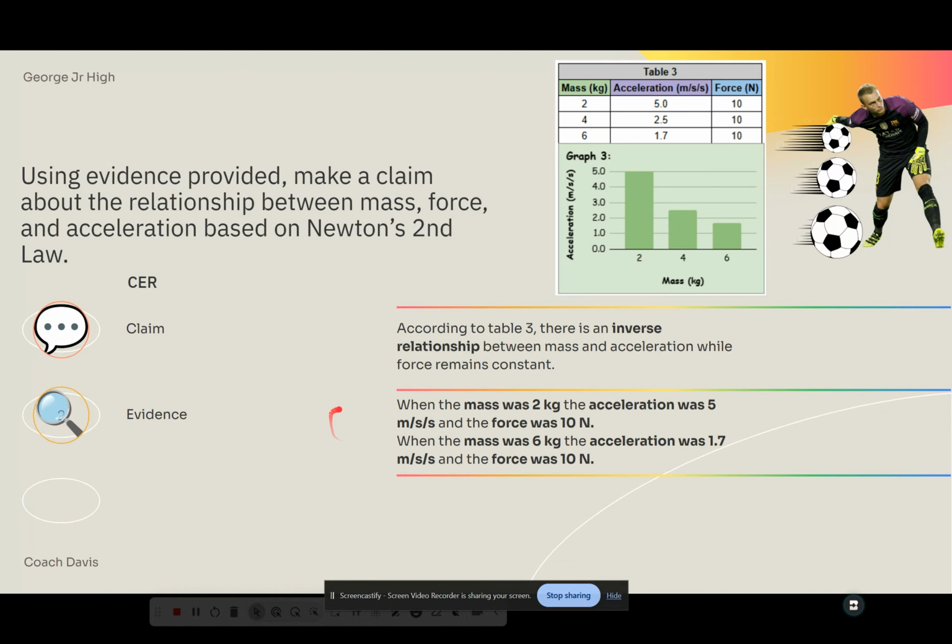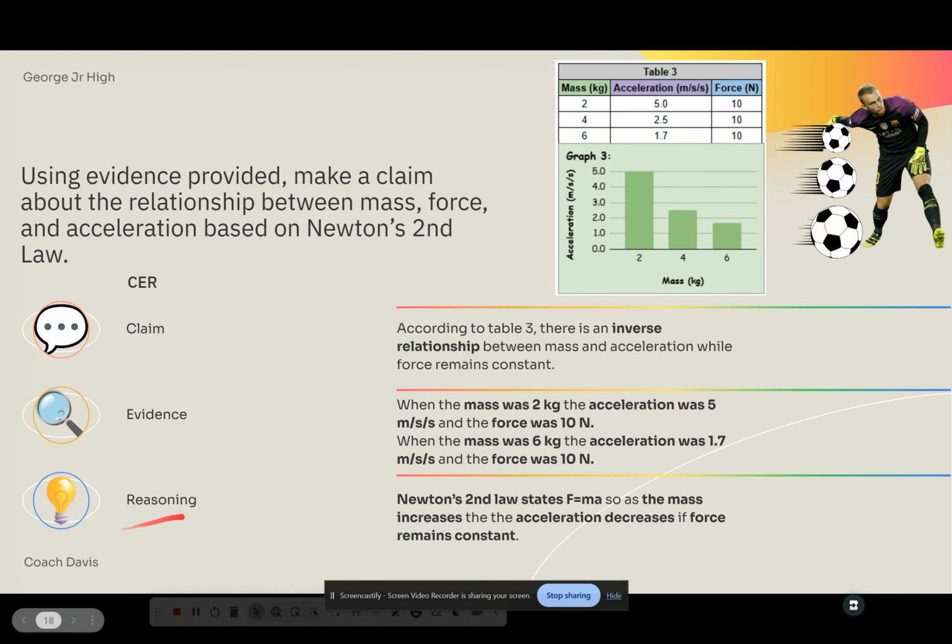Now, why did I include that data is our next part, reasoning. It kind of sums up the rest of this because I have yet to talk about Newton's second law. So Newton's second law states that force equals mass times acceleration. So as the mass increases, 2, 4, 6, the acceleration decreases. Acceleration is going down. 5, like 2.5, and I think like 1.7. So as the mass increases, the acceleration is decreasing if the force remains constant.